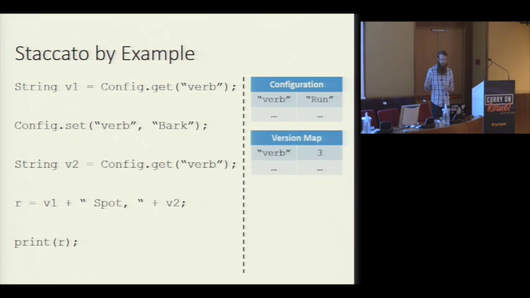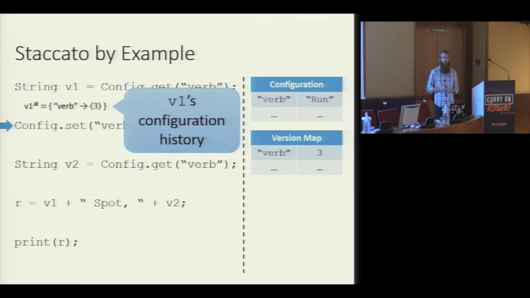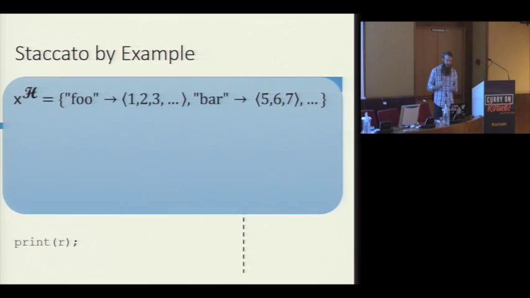Staccato maintains this version map, which associates with each configuration option a version number. And here the verb option is given the version number 3. Staccato also tracks configuration values. So when the verb option is read here and stored into V1, V1 is going to be tagged with this piece of metadata. This is called V1's configuration history. In general, a configuration history for some value, let's say X, is a mapping from the names of the options used to build that value to the versions of those options. Now for many values, this mapping will be empty, which implies the value does not depend on any of the configuration at all.